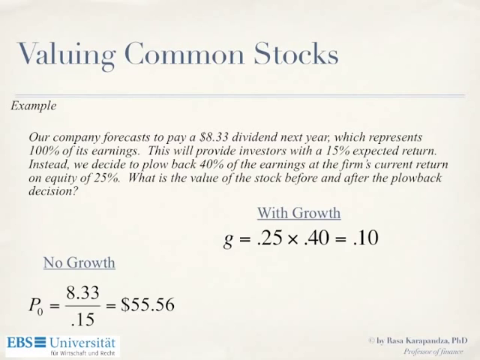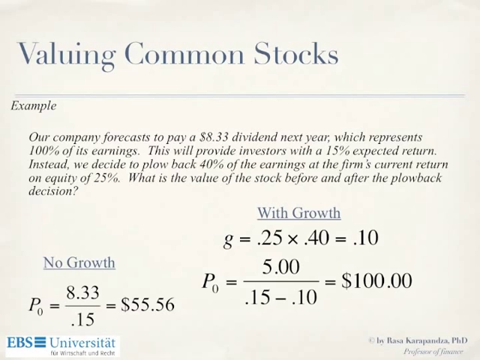So now what's going to be the value of this stock? It will be C1 over R minus g. Now we have growth. This is not a plain perpetuity. This is a growing perpetuity, and it grows at a rate of 10%. But note that the size of the first payment is different. It's not $8.33, because they decided to reinvest 40% of $8.33. So what is this $5? The $5 is 8.33 times 1 minus 0.4. This is what you actually pay out as dividend.